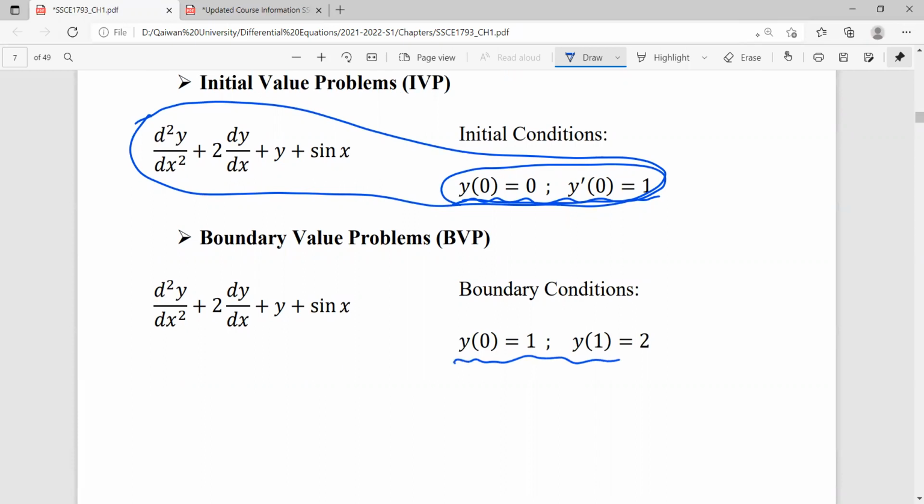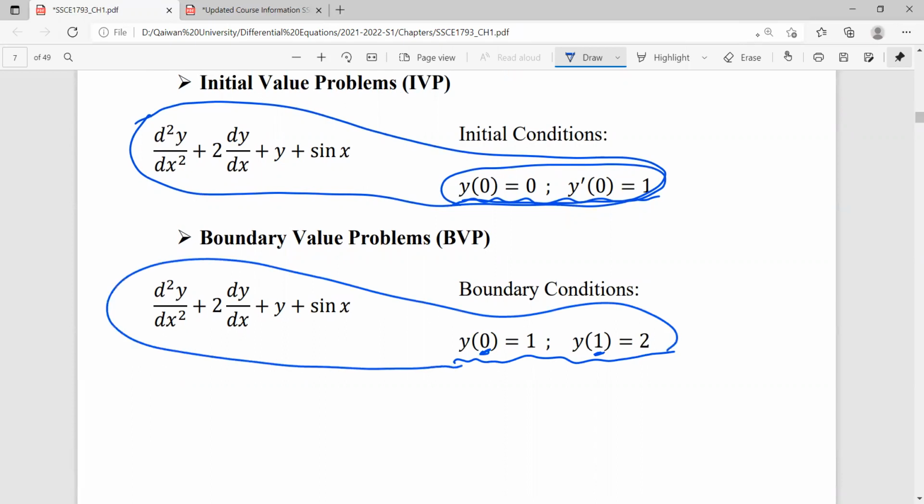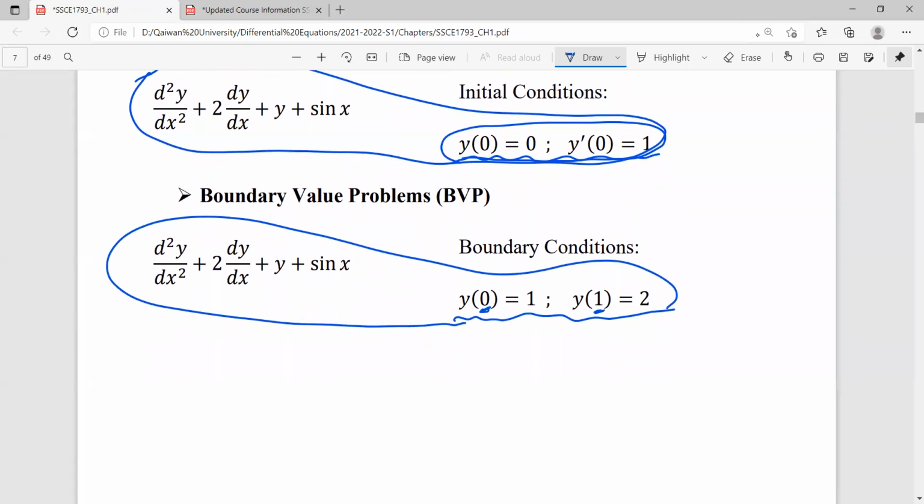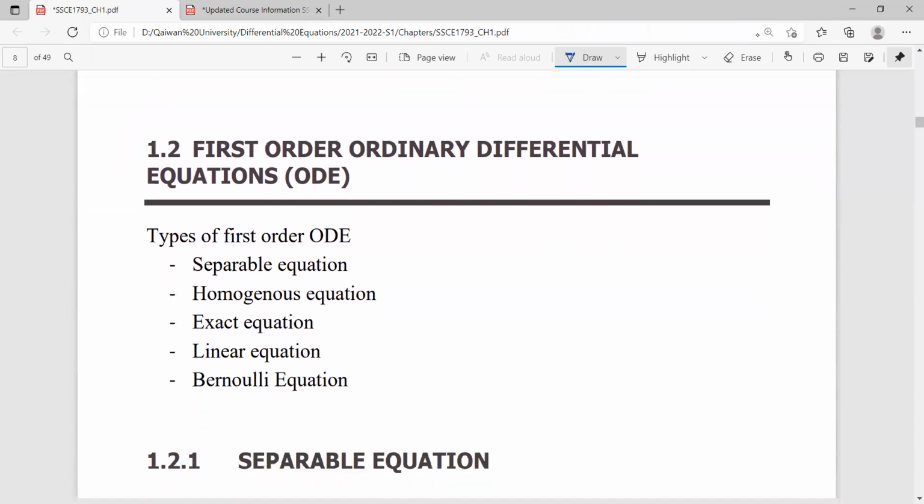And for the boundary value problems, we can recognize them by checking the boundary conditions. Here, as you see, it's different. It's y of 0 and y of 1. They are different. That's why we say it's all together called a boundary value problem. Did you get that?